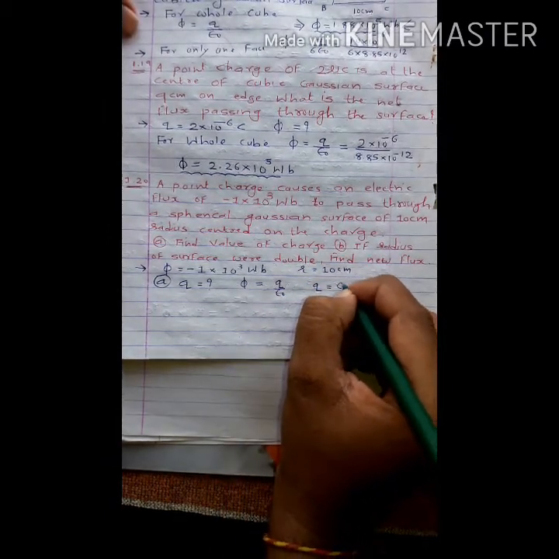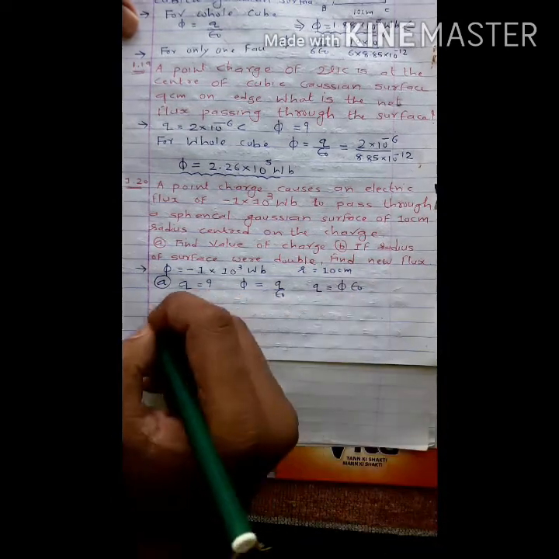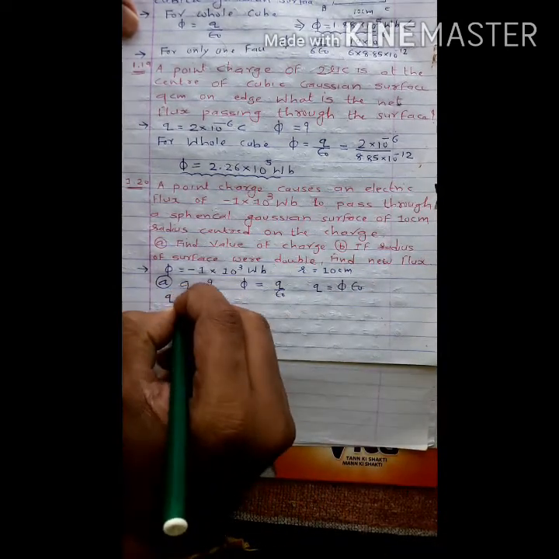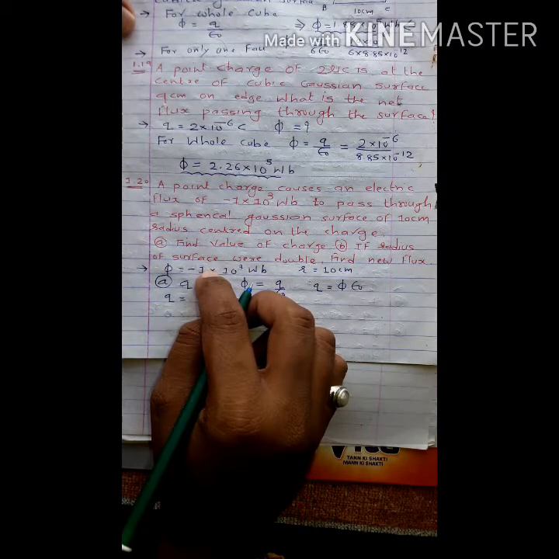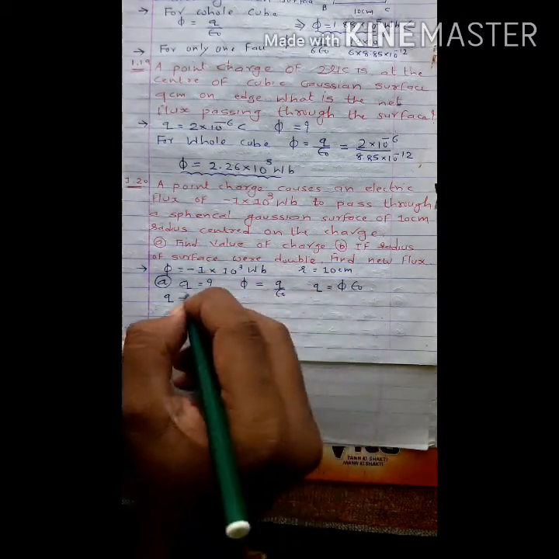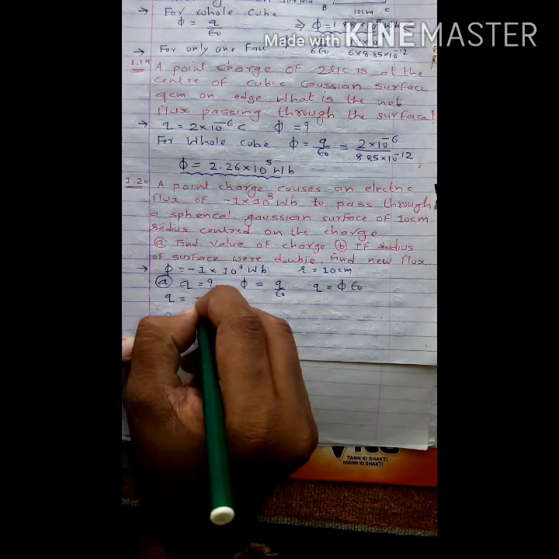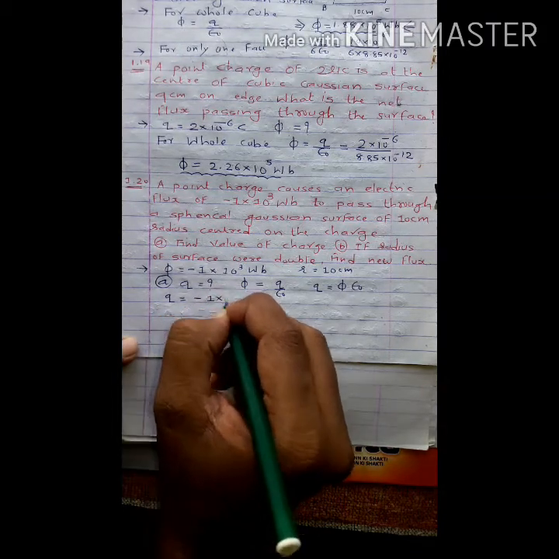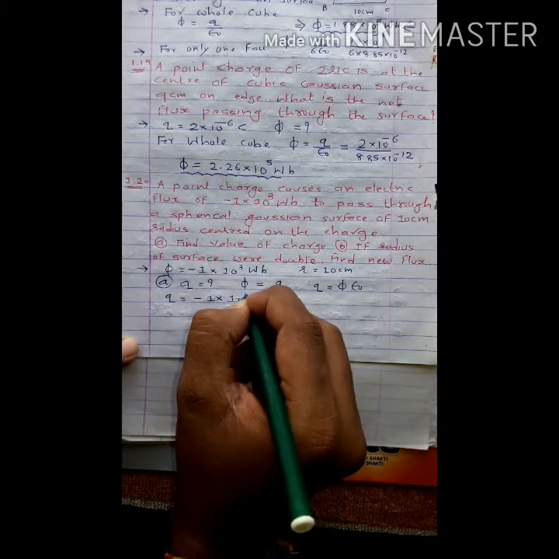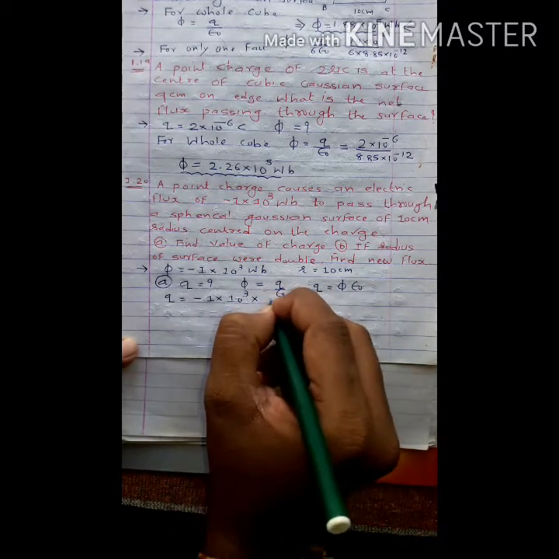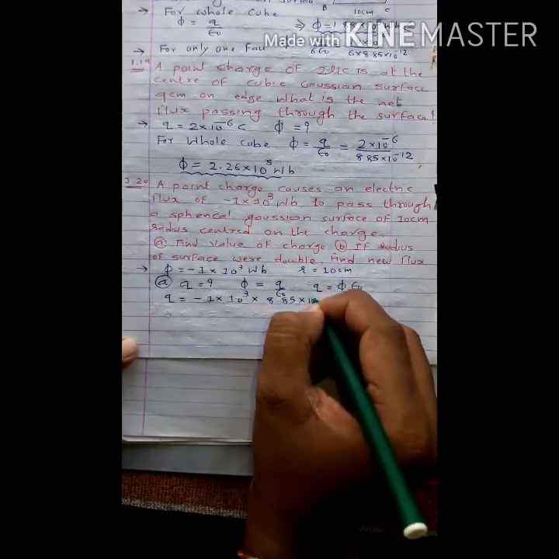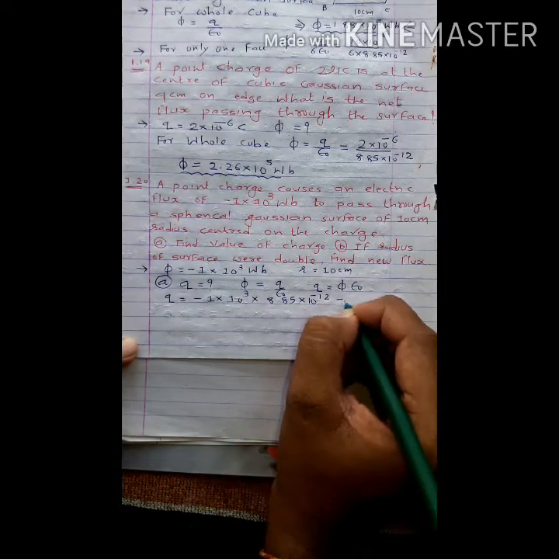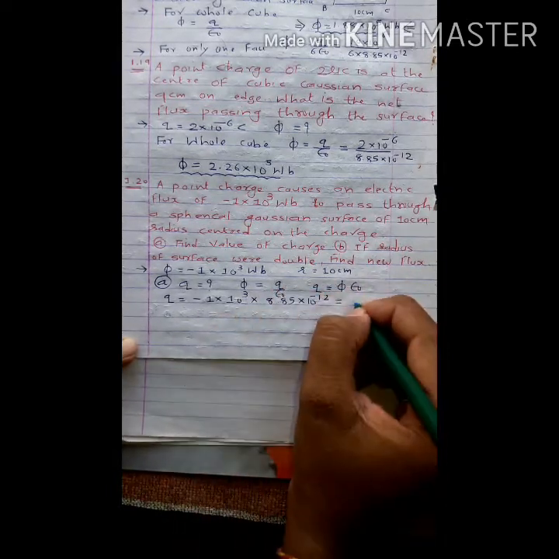Therefore Q is equal to phi into epsilon 0. Here the flux is negative. The negative flux represents inward flux. So Q is equal to phi, that is -1 into 10 to the power 3, into epsilon 0, 8.85 into 10 raised to minus 12. Now simplify this term and find your answer.